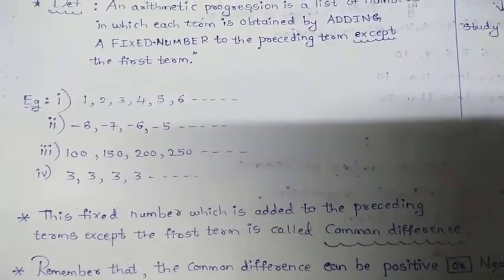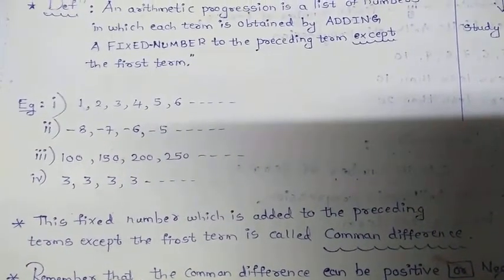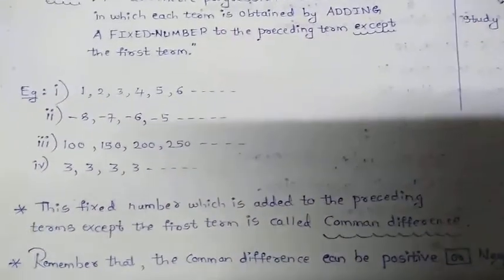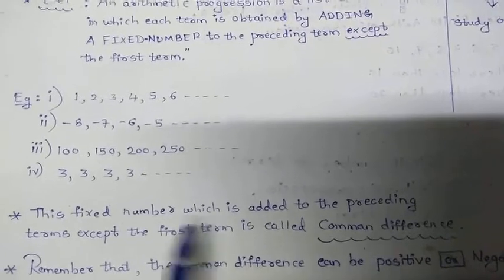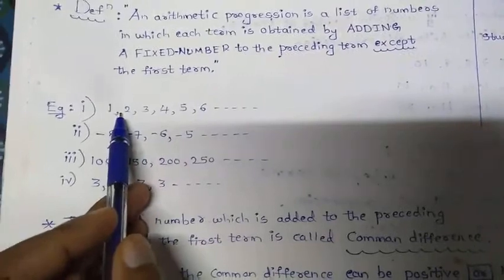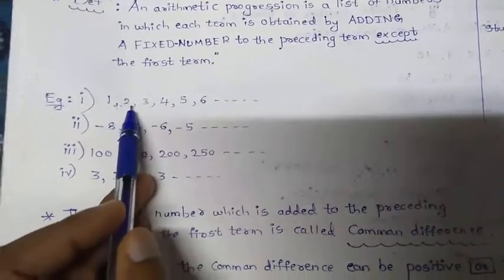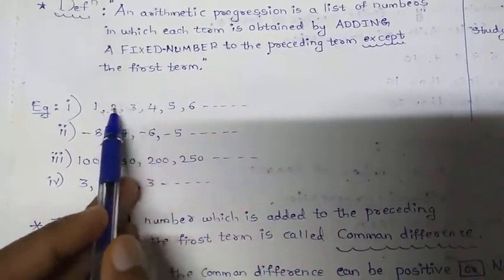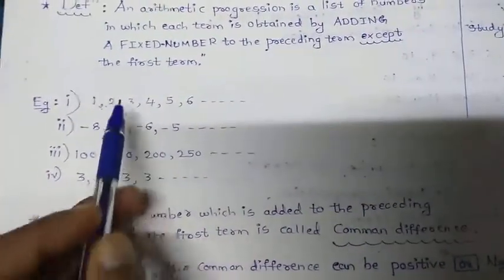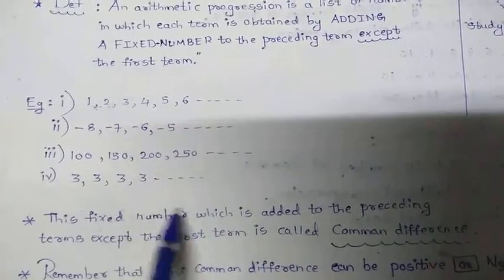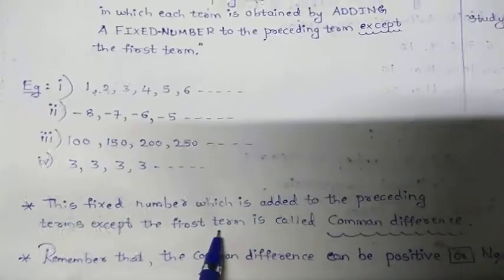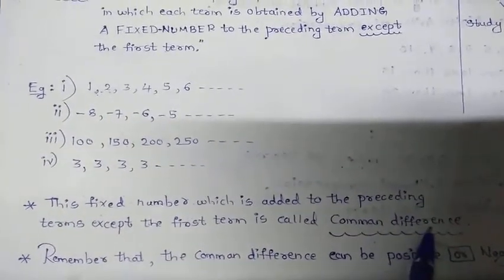So this particular fixed number that we add to the rest of the numbers except the first term is known as the common difference. This fixed number, what we have added here, right? So 1 plus 1, we have got the second term as 2, and 2 plus 1 is 3. So we go on adding 1, right? So this fixed number, that is in this case 1, which is added to the preceding terms except the first term is called the common difference.